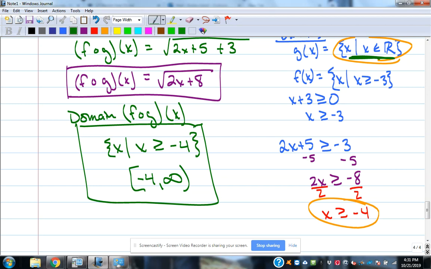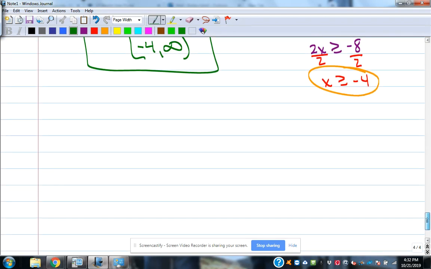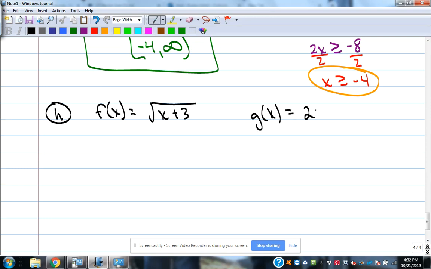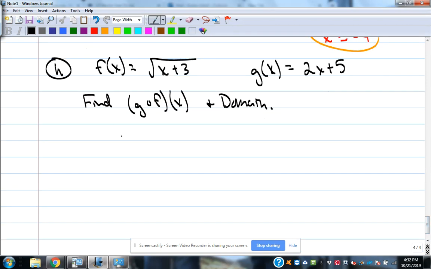Let's take it the other direction. Let's go to g composed with f, because a lot of times they'll just turn it around. Okay, we've got f of x is still the square root of x plus 3, and g of x is still 2x plus 5. And let's find g composed with f of x and domain.